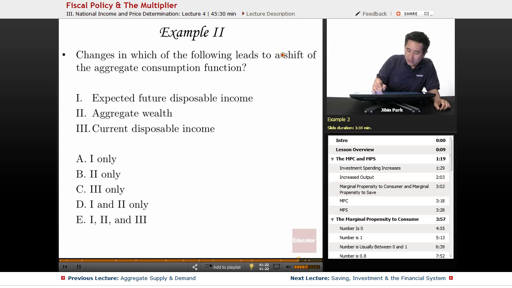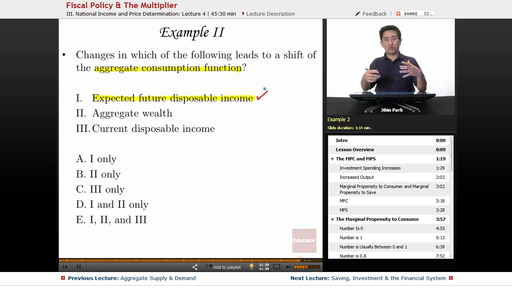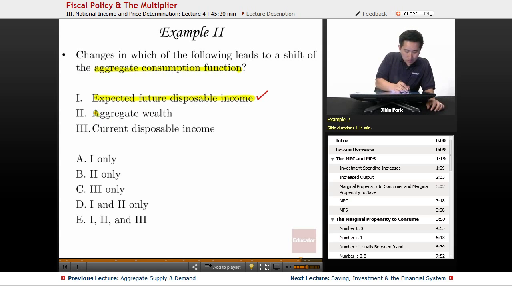So example number 2 here. Changes in which of the following leads to a shift in the aggregate consumption function? So what's going to cause there to be an increase or decrease in the aggregate consumption function? Will expected future disposable income change the aggregate consumption function? Absolutely. Expect more money in the future, it's going to change the overall behavior. What about your aggregate wealth? Absolutely, once again. If you're richer, then the consumption function is going to increase. If you're poorer, you lose your house, then it's going to decrease the consumption function.